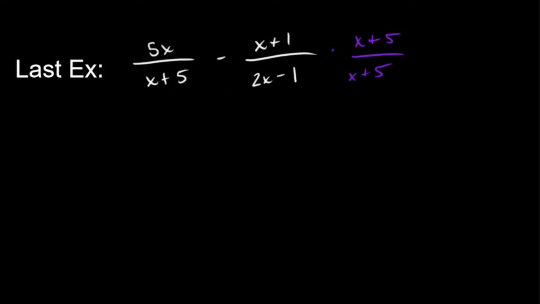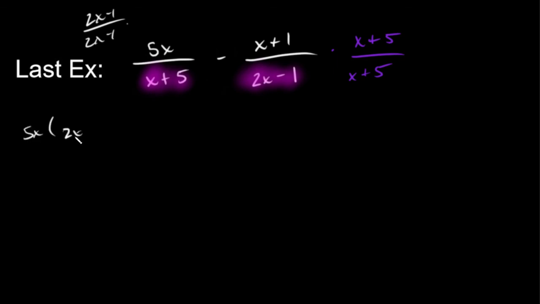Again, our main idea here, we are sharing denominators. This piece over here has the x plus 5, so this piece needs an x plus 5. This piece has a 2x minus 1, so this piece needs a 2x minus 1. That's the idea. So I'm multiplying by this side and multiplying by this side. So you're going to get 5x times 2x minus 1.